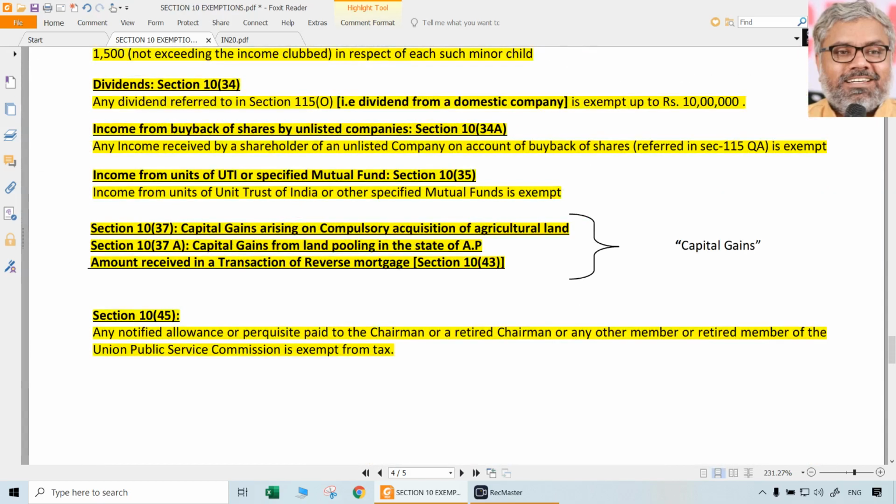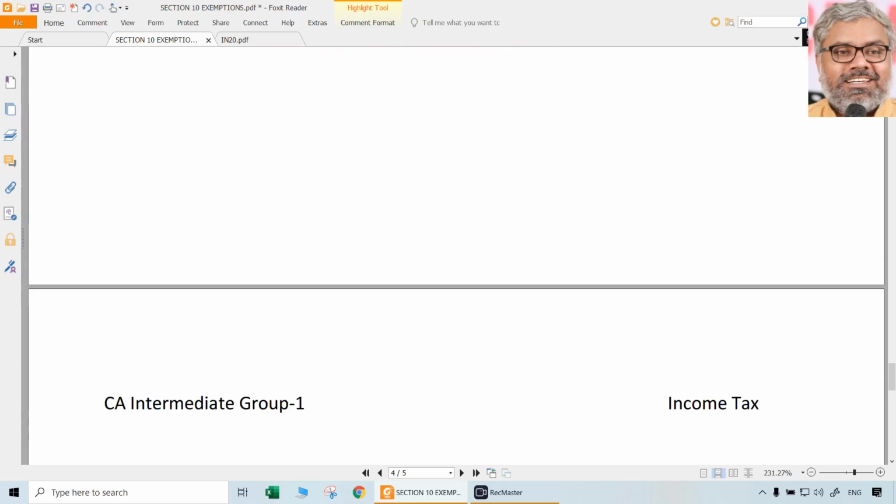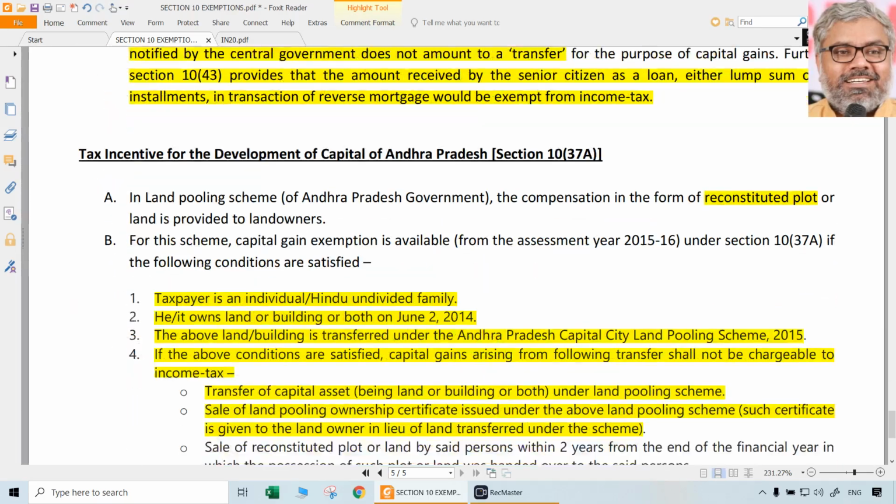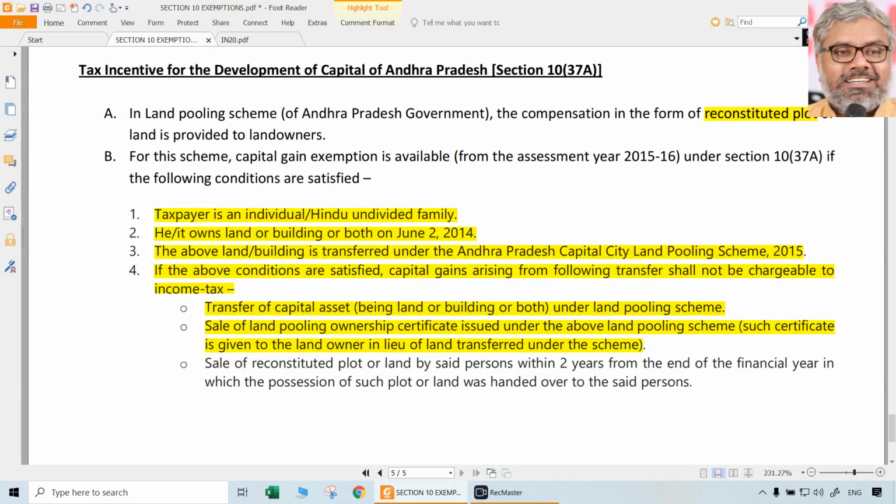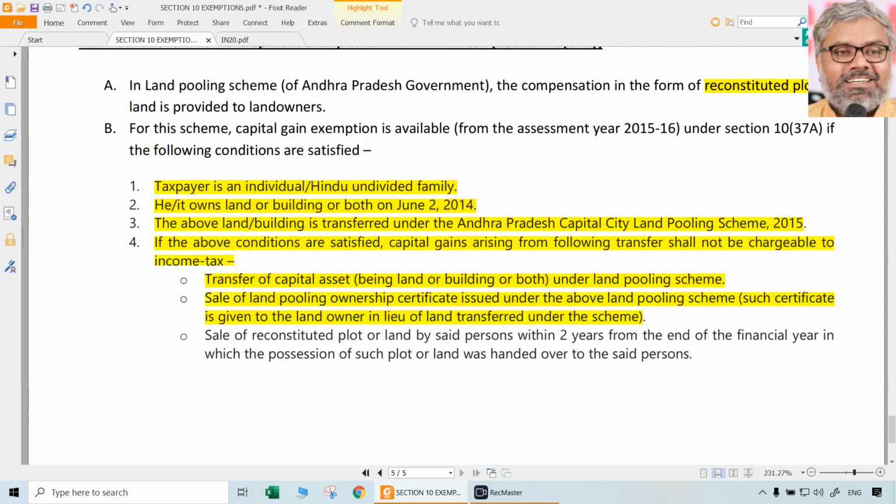If you took from me by compulsory acquisition, you should have given me hard cash. You should have given me, but you did not give that. You promised me to give some reconstituted plot, and before that promise is fulfilled, you gave me some piece of paper called land pooling ownership certificate. And now you are telling that if you sell this land pooling ownership certificate, whatever income you get is exempt, and you want me to be happy. Okay, that's fine. The farmers were happy with this exemption.